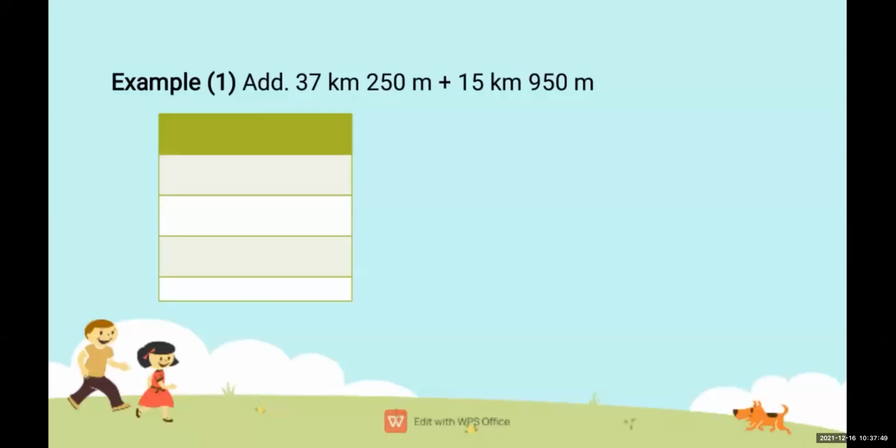Now, before starting our exercise, I would like to explain you the first example sum. From that example sum, you will understand how to solve the sum. Now, the first example is given of addition. Now here 37 kilometer 250 meter plus 15 kilometer 950 meter.